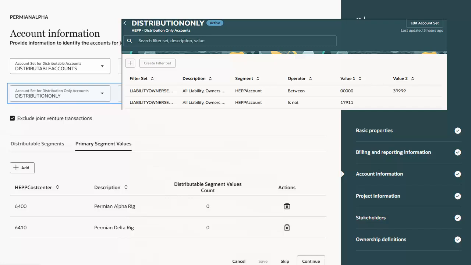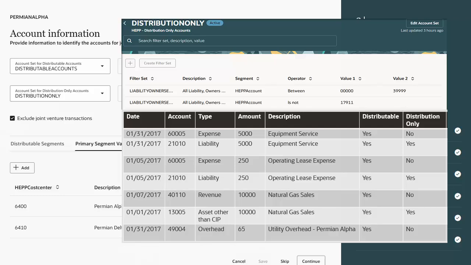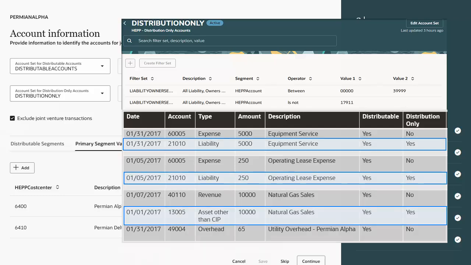All natural accounts in the range 00000 to 39,999 where the cost center value is 6400 or 6410 other than the account 17,911 have been defined as distribution only, resulting in the highlighted transactions to be set to distribution only during joint venture processing.